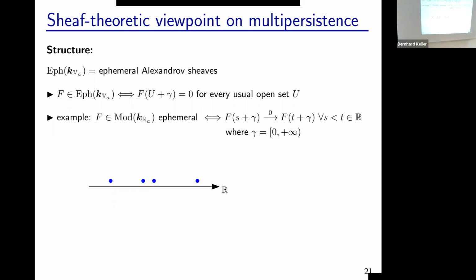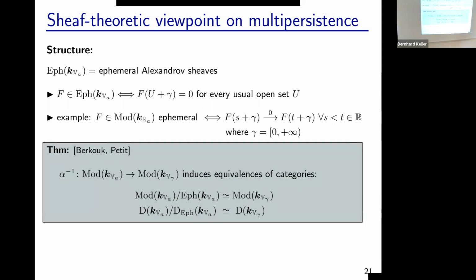Okay. And so in the particular case of the real line, where D equals 1, basically an ephemeral sheaf would be one that has 0 morphisms between S and T for any S strictly less than T. So in terms of barcodes, you may have bars that are ephemeral. They are like just single points. Hence the name ephemeral sheaf.